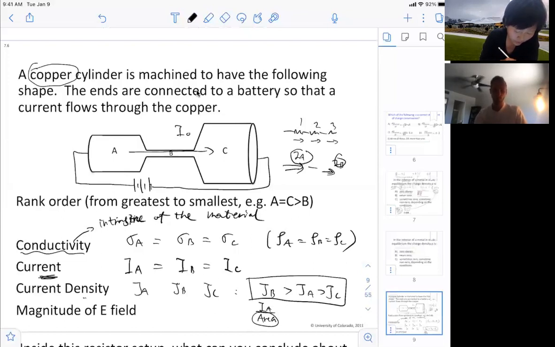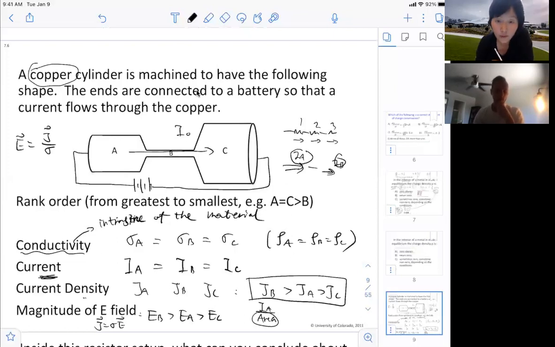Magnitude of the E field. So this one we need to use microscopic Ohm's law. So how do they compare? E would be, is it the same as current density, where E of B is greater than E of A, which is greater than E of C? Yes, that's correct. Very good.